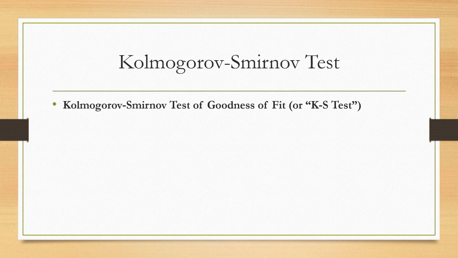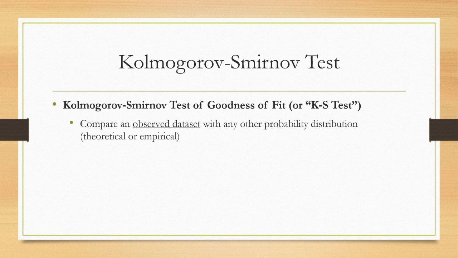The KS test itself is, in full, the Kolmogorov-Smirnov test of goodness of fit, but we normally just call it a KS test. The idea is that we compare an observed data set, actual empirical data, with any other probability distribution. That could be a theoretical distribution created by a model, or another empirical distribution created by observation in a different place, and we're just looking for the goodness of fit. How well do they fit each other?